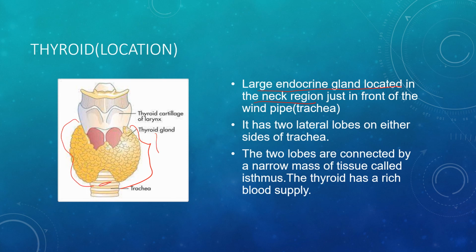If they tell you to give a labeled diagram of the thyroid gland, this is a very clear diagram with labeling. They have given the thyroid cartilage of the larynx, the thyroid gland, and you can mention the trachea also, to describe that it is located just in front of the windpipe or trachea. It has two lateral lobes on either side of the trachea. The two lobes are connected by a narrow mass of tissue that is called the isthmus.